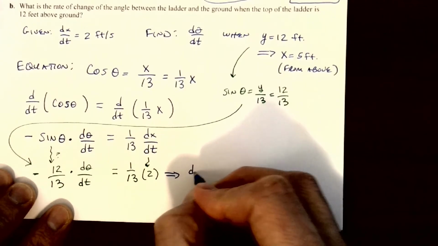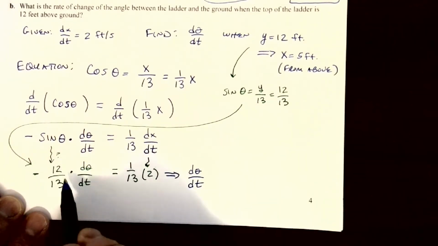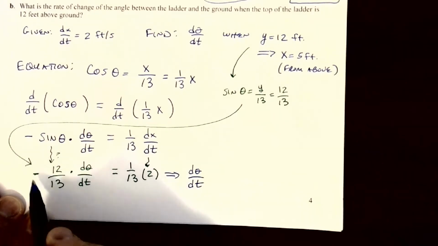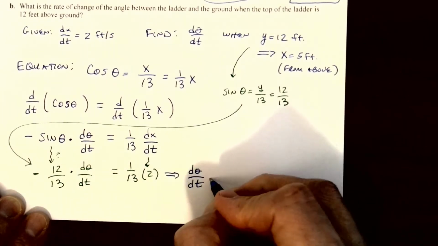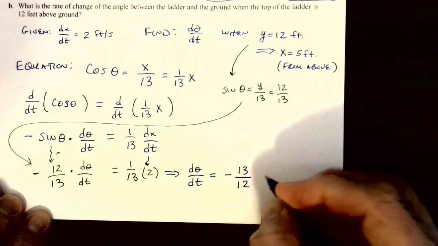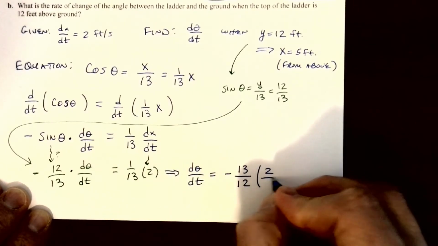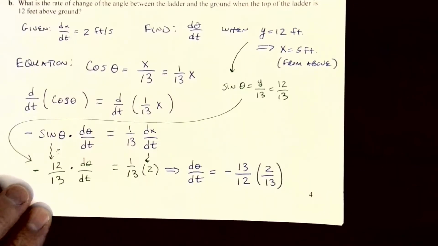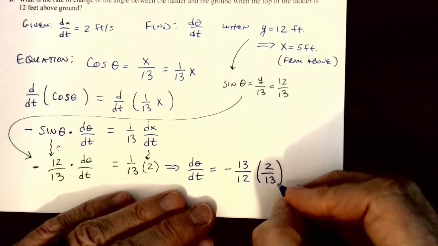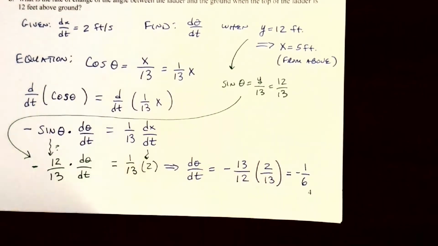By doing what? By multiplying by the reciprocal of negative 12/13. What's the reciprocal of negative 12/13? Negative 13/12. Over here I get 2/13. Multiply that out, I get negative 1/6. Okay.